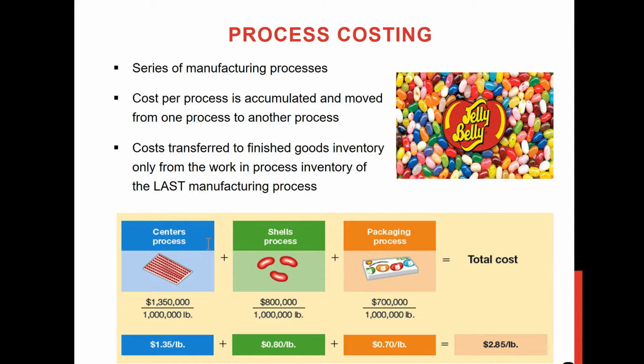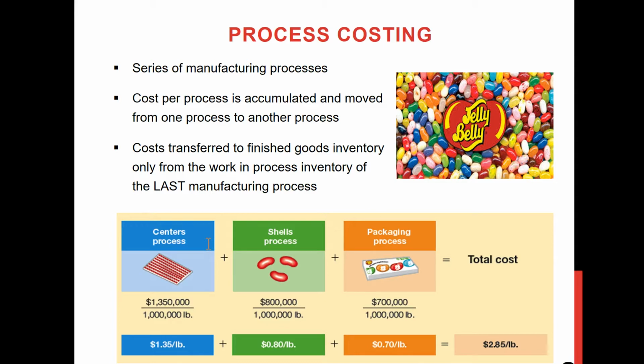So what they will do, they will actually calculate those production costs, three types of production costs that are direct material cost, direct labor cost, and manufacturing overhead cost for every processing department. And they will take the total cost, then they will divide it by the total amount of productions.